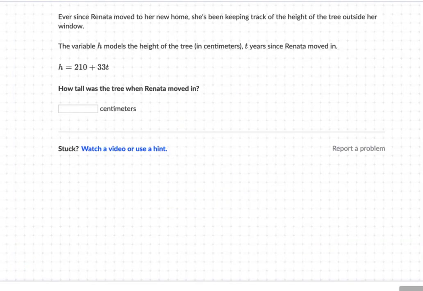Okay, let's try this last question. It says, ever since Renata moved to her new home, she's been keeping track of the height of the tree outside her window. The variable h models the height of the tree in centimeters, t years since Renata moved in. The equation is h equals 210 plus 33 times t. How tall was the tree when Renata moved in? Go ahead and pause the video and try it on your own.